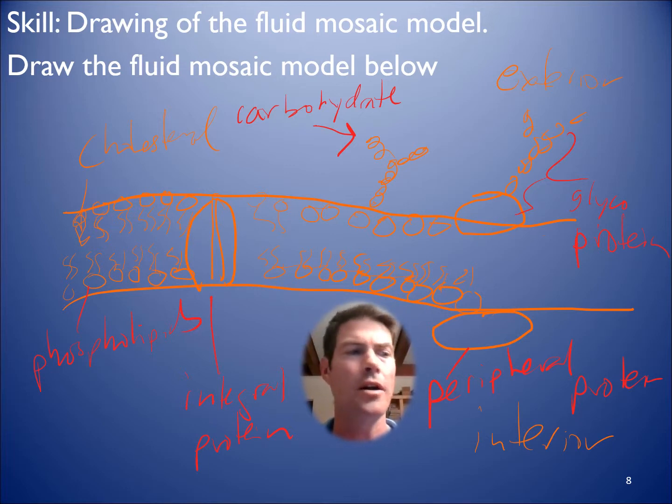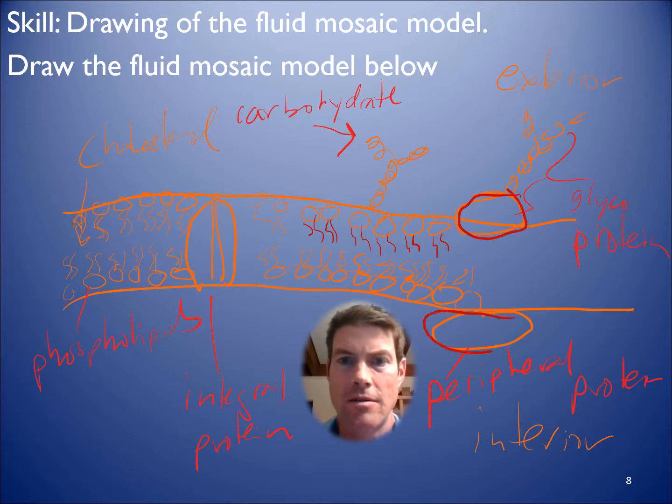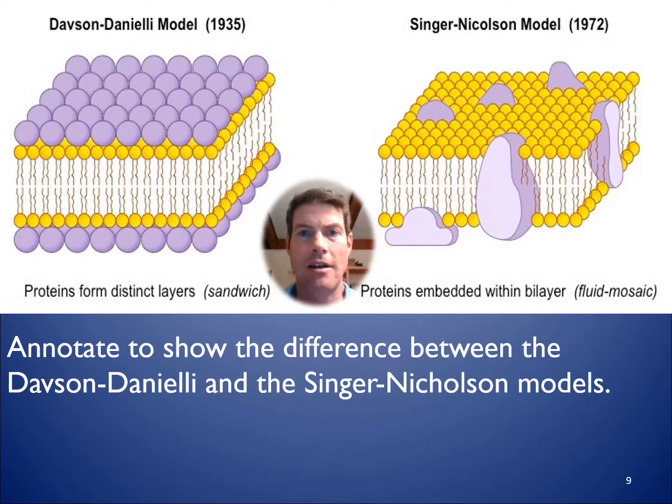But here, draw your own. You can use the previous diagram or the one in your book as a model, but get your phospholipid bilayer all set up with the phospholipid heads and the tails. You got your peripheral proteins, I got those labeled. You got your integral or transmembrane protein, phospholipids, cholesterol, have right there, carbohydrate, glycoprotein. So just draw that yourself.